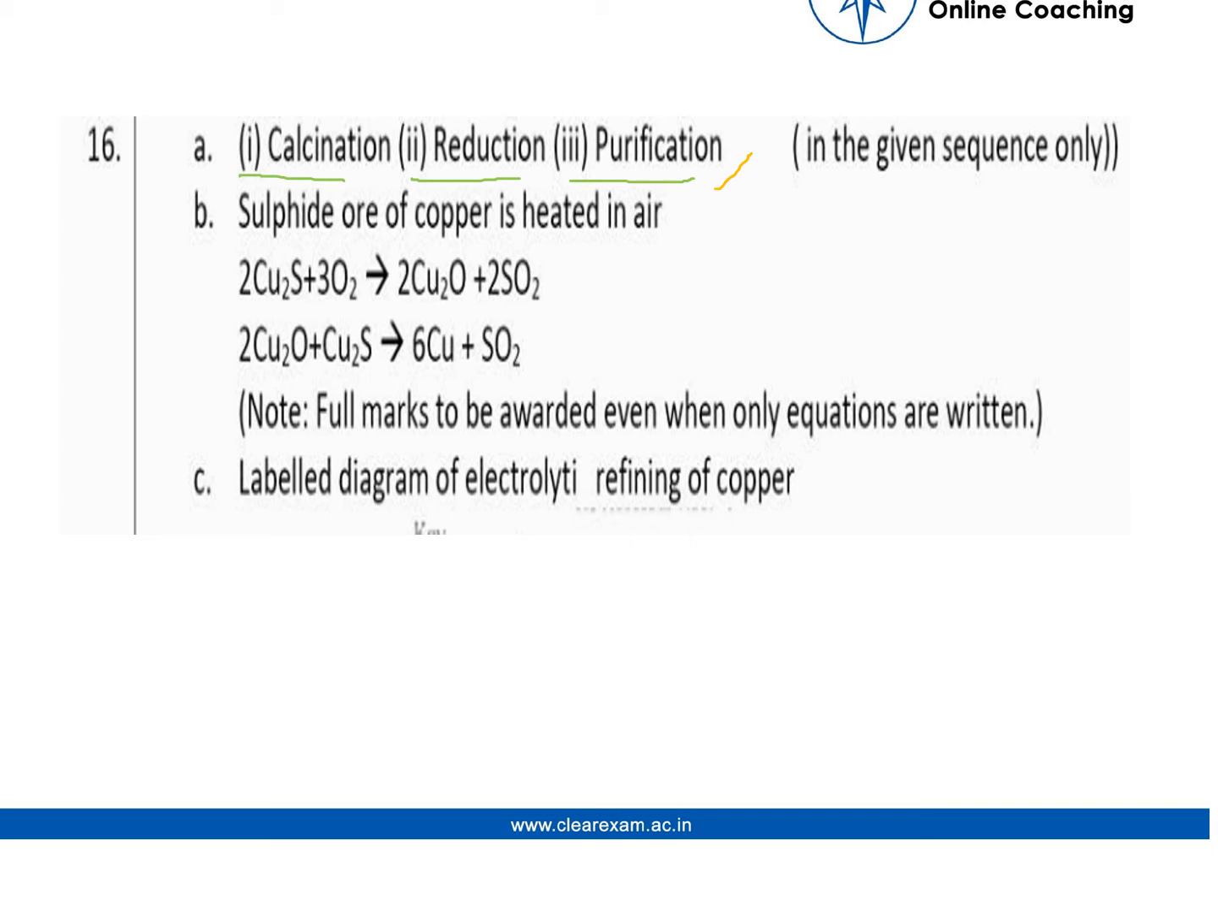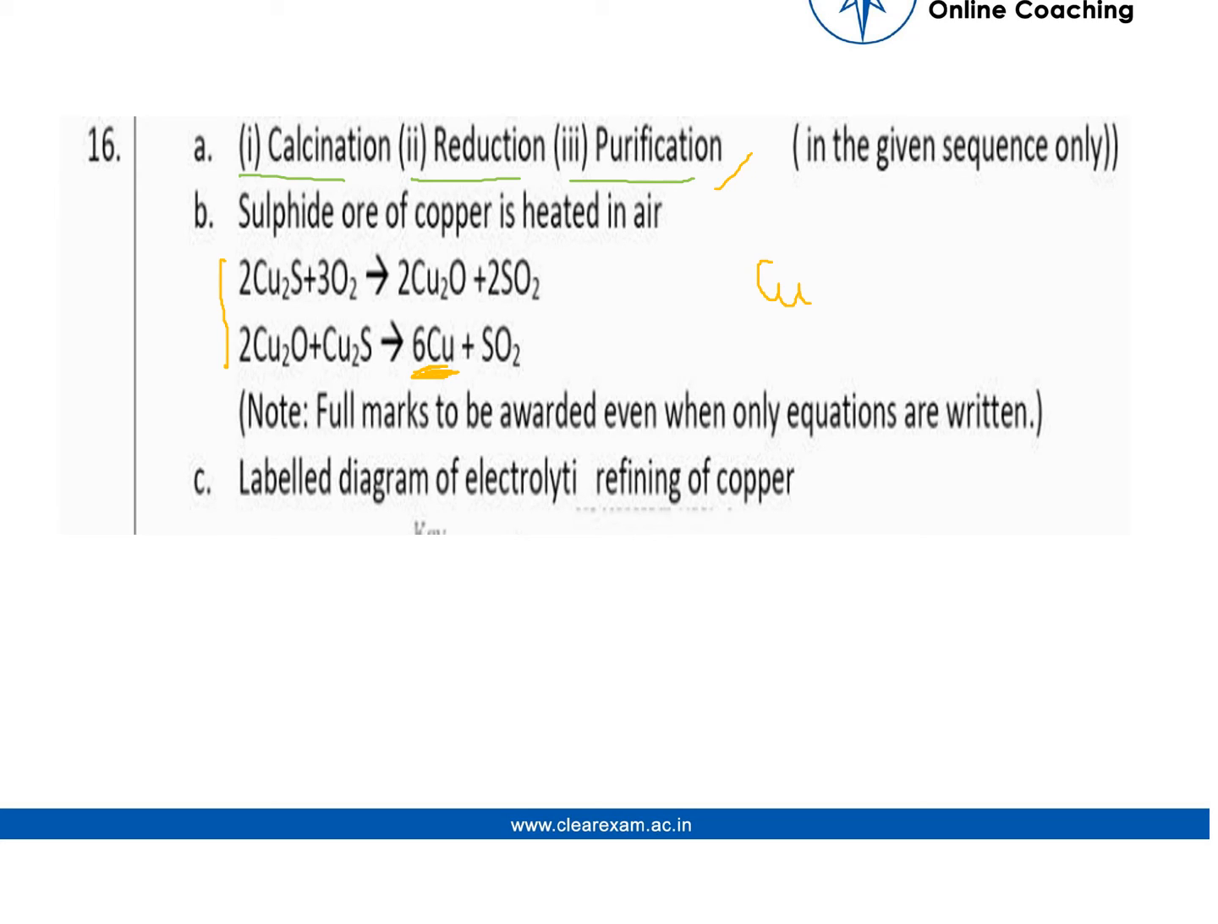B part said that how can we extract copper from its sulfide ore, Cu from sulfide. So we have to write the supported equations. Sulfide ore of copper is heated in air. Then these are the following two equations which would follow. 2Cu2S + 3O2 gives 2Cu2O + 2SO2, and 2Cu2O + Cu2S gives 6Cu + SO2. So we can find that copper is extracted.